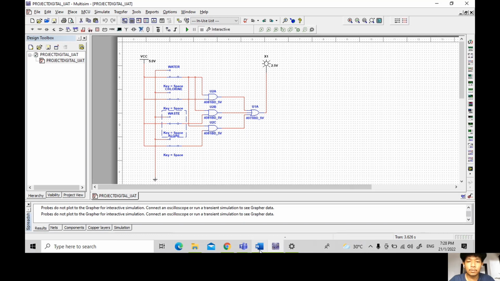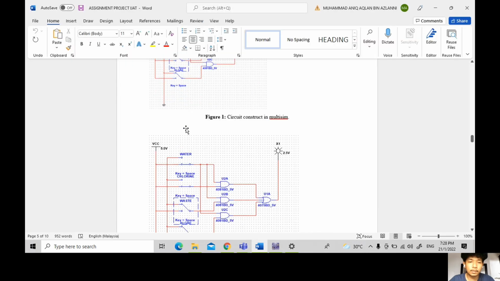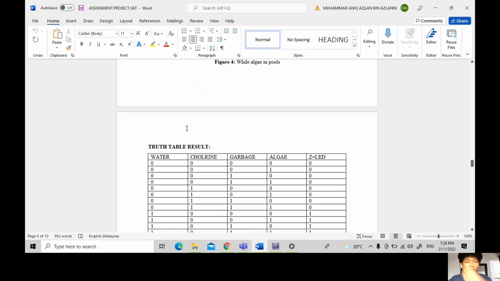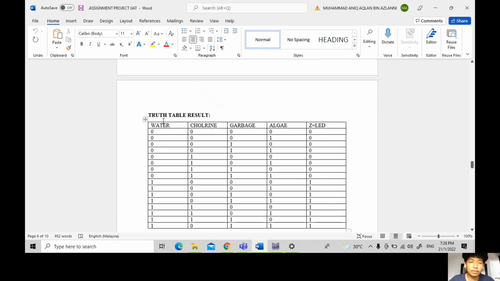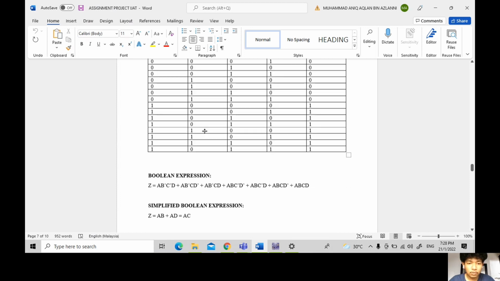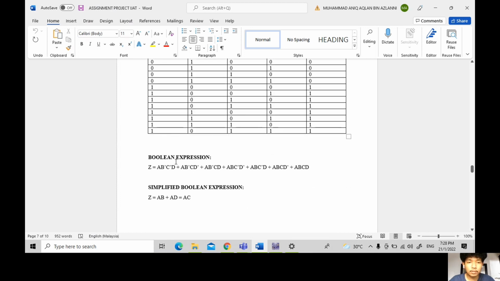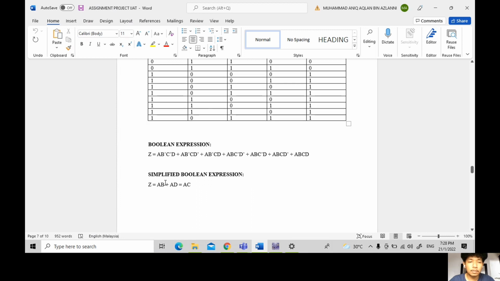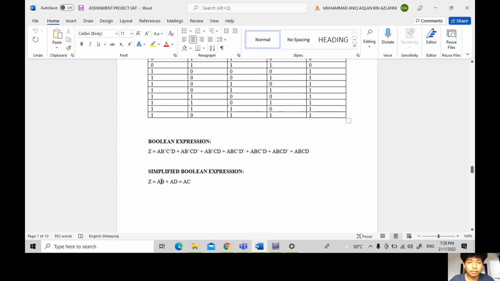So next we go to the truth table result. You can see the truth table result for this project. We have water, chlorine, garbage, and algae. This is the LED for output. You can see. So we go to the Boolean expression. So this is the Boolean expression for this project, and after we simplify the Boolean expression, this is what I get.